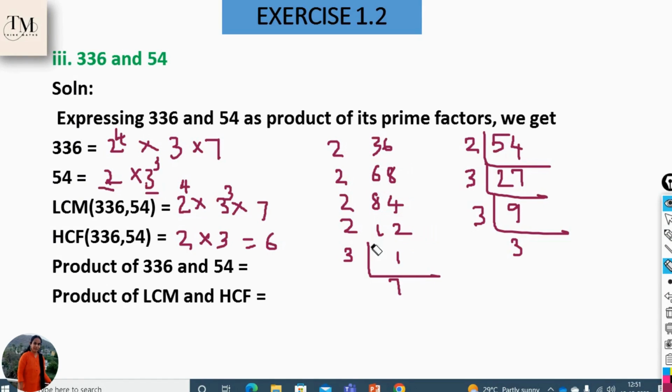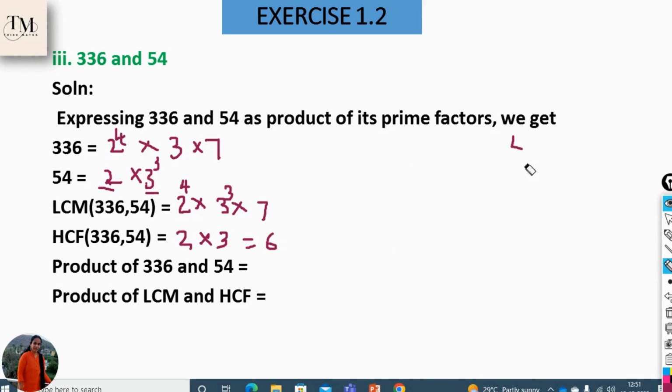So let me erase this. So what is 2 power 4? 2 2s are 4, 4 2s are 8, 8 2s are 16. 16 into 3 3s are 9, 9 3s are 27 into 7. So you can calculate this value using any line method or XYZ method, and you can check the value. So the value is 3024. You can check by yourself and verify the answer.